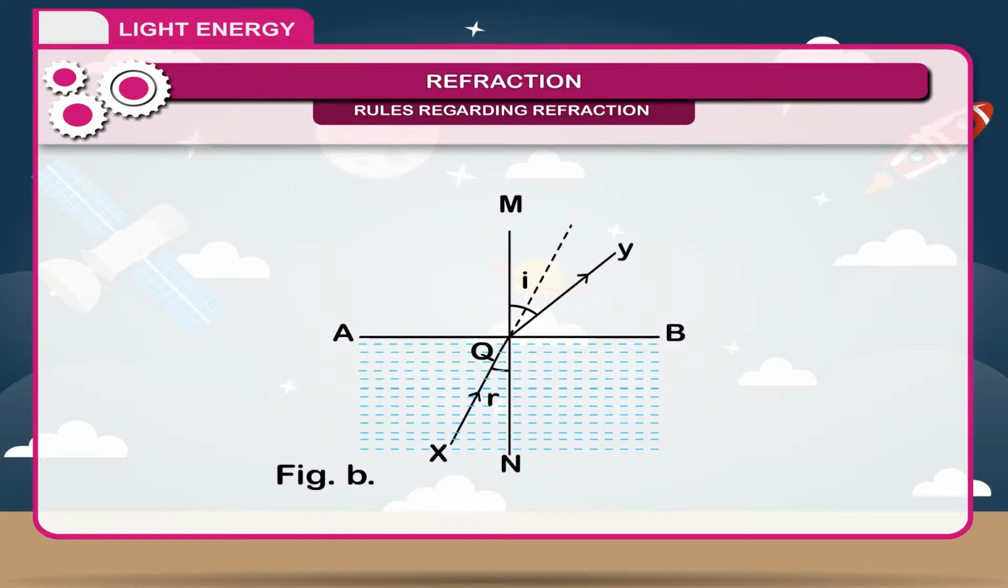In figure B, XQ is the incident ray striking the interface AB, separating the two mediums, water, denser, and air, rarer.